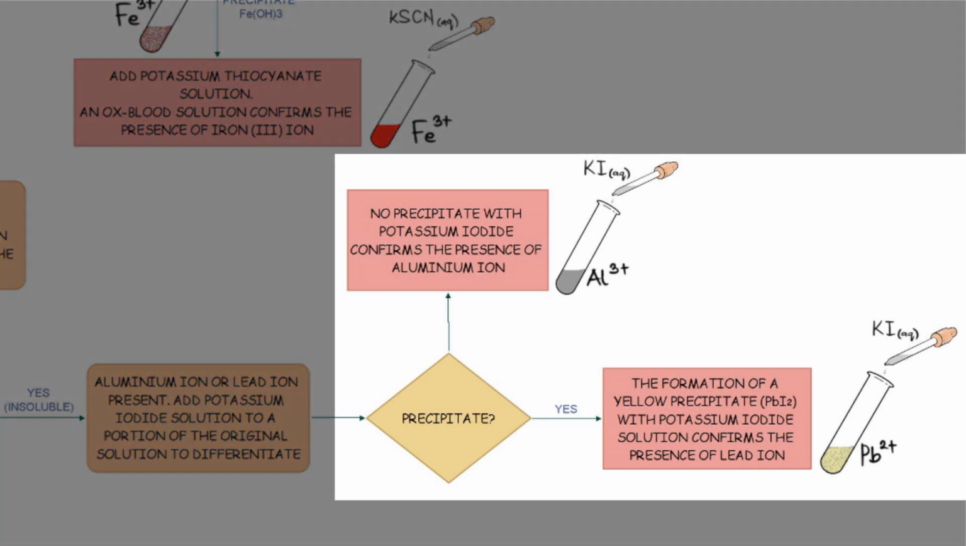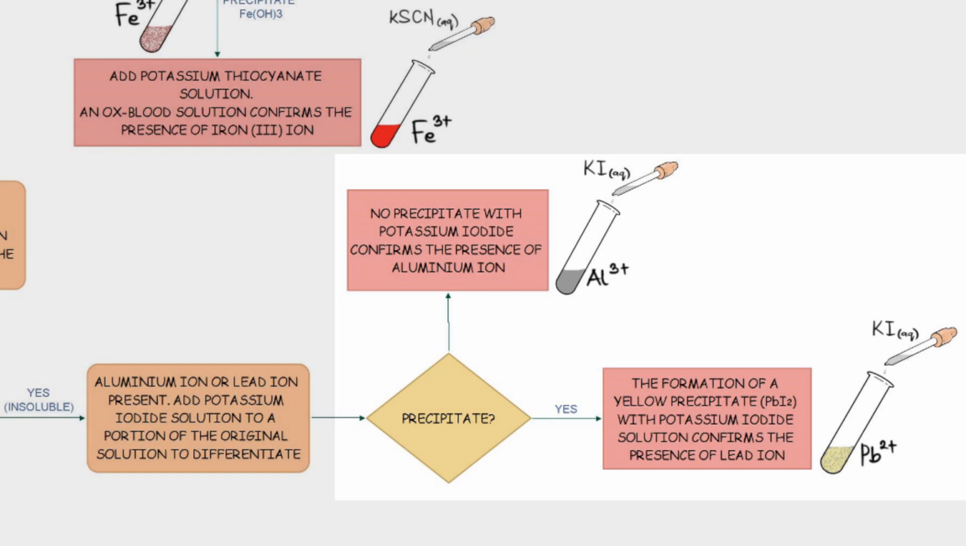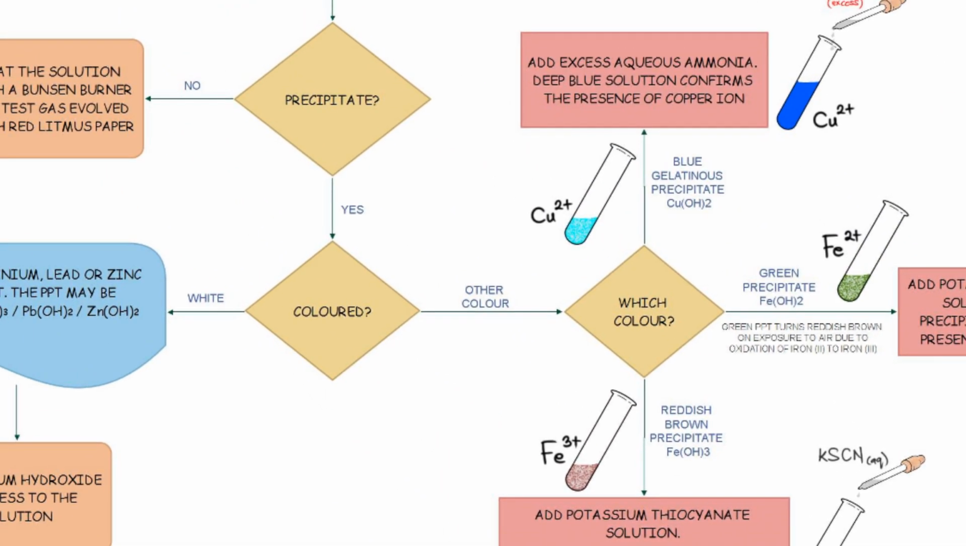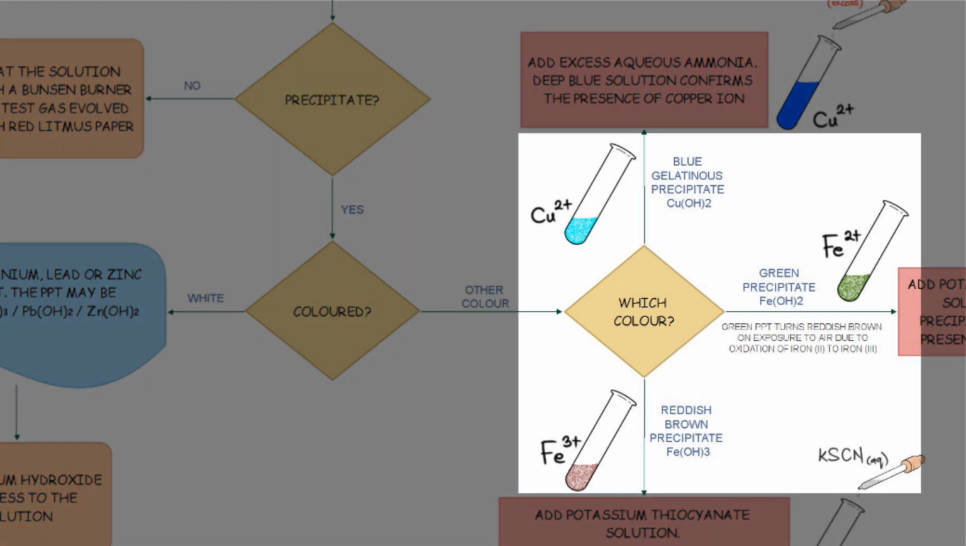And for me to test those ones, I just need to add potassium iodide. If there's a yellow precipitate, that is for lead. If there's no precipitate, that is for aluminium. So this is a systematic approach to identifying cations. All the other ones are unique in colors. Copper is blue, iron 2 is green, iron 3 is reddish brown.